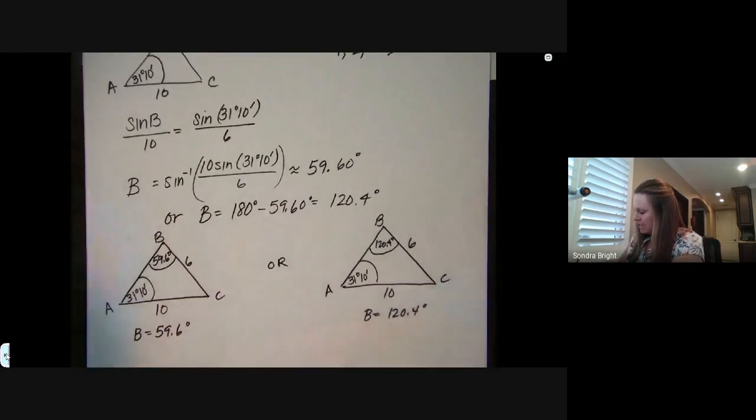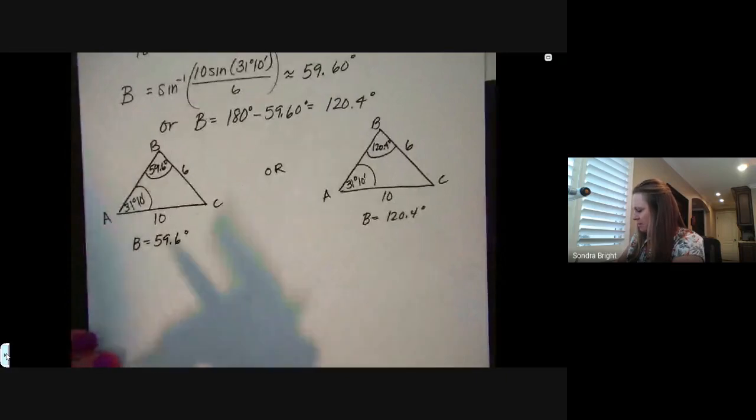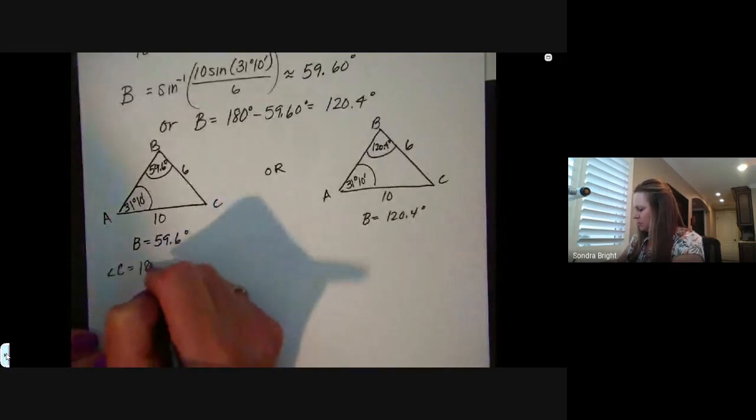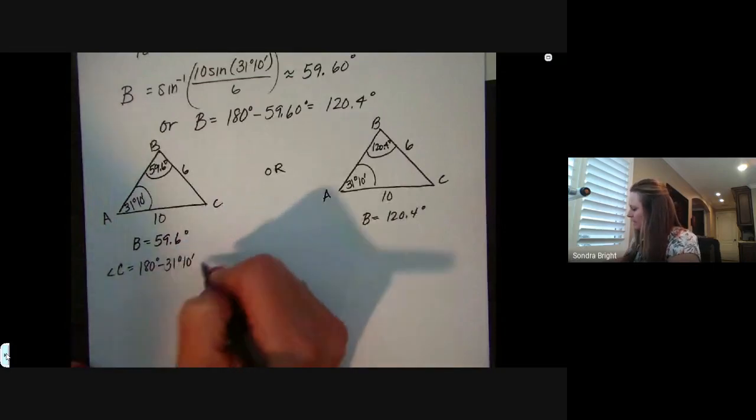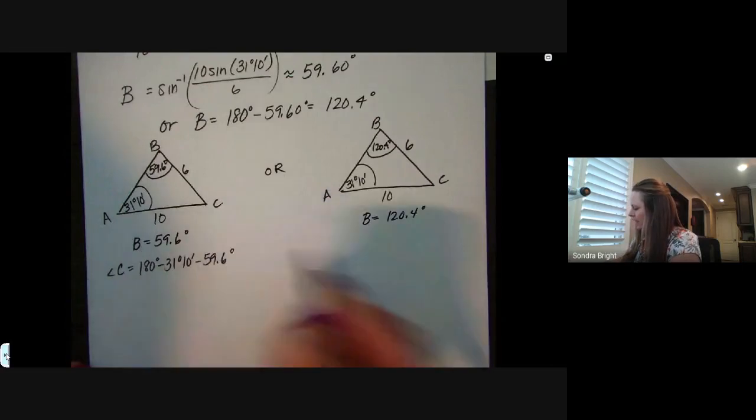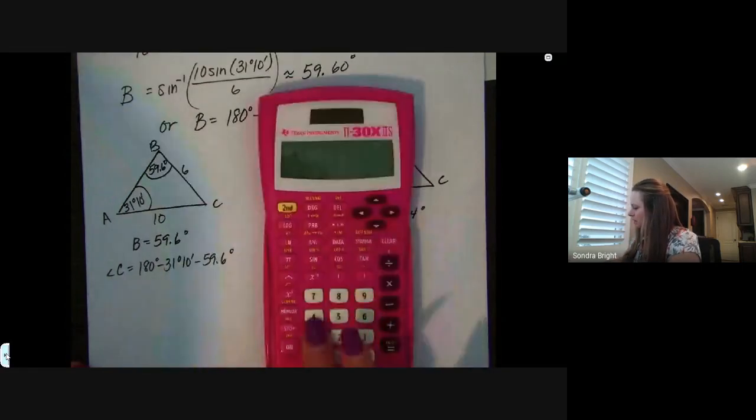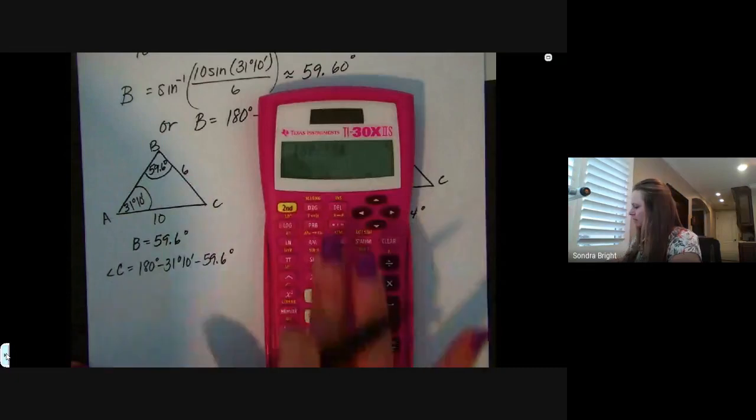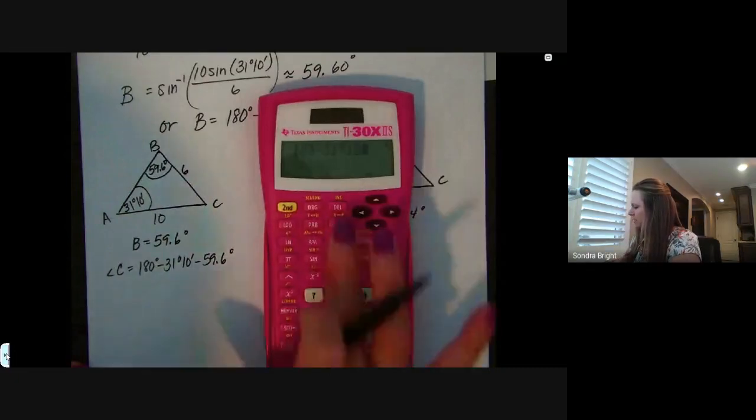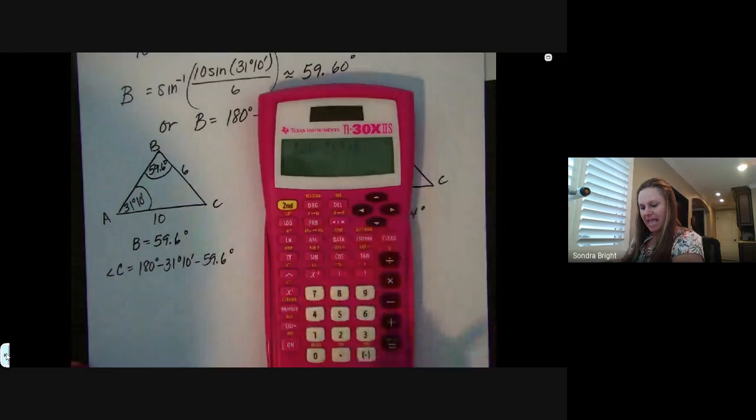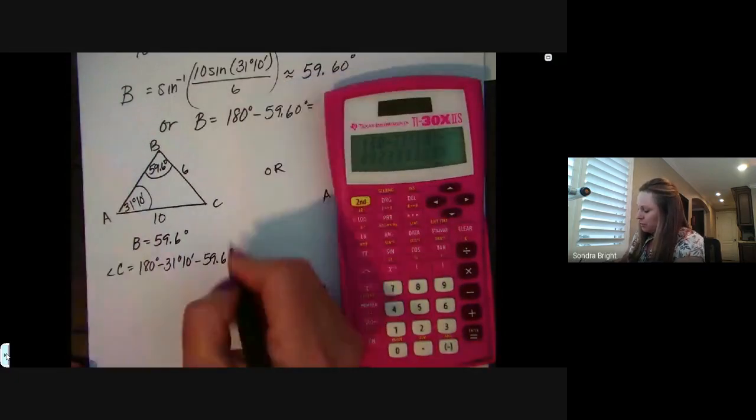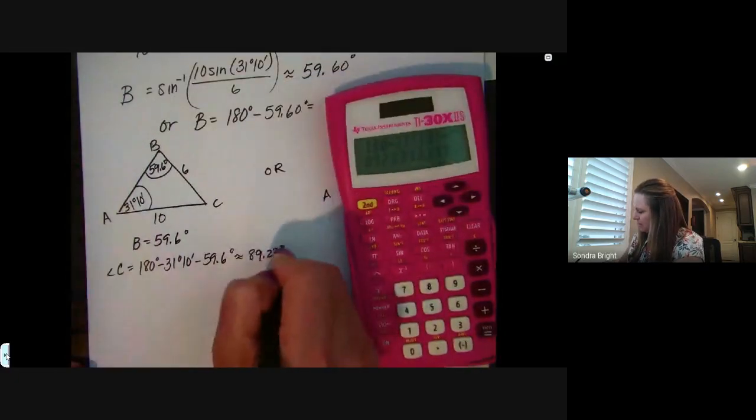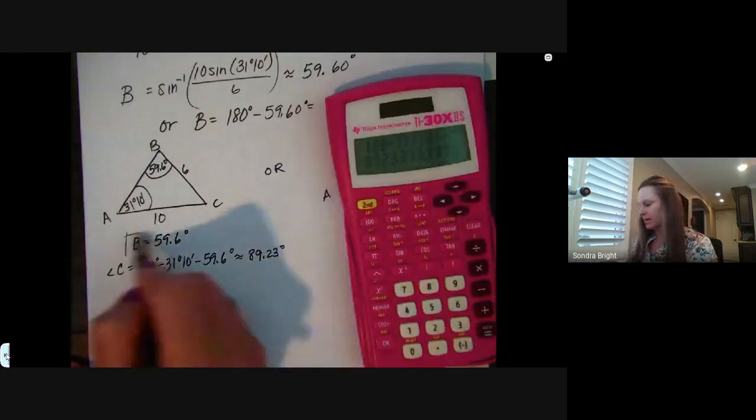So angle C is just going to be 180 minus the 31 degrees, 10 minutes, and minus the 59.6. What does that give me? 180 minus 31, minus 59.6. And that gives me 89.23. So we for sure have this and that, because the first triangle is definitely going to happen.